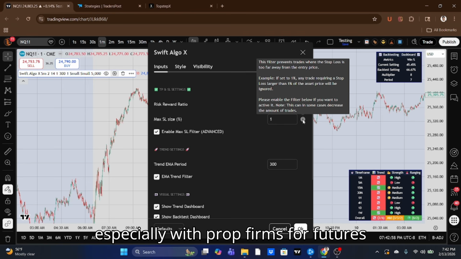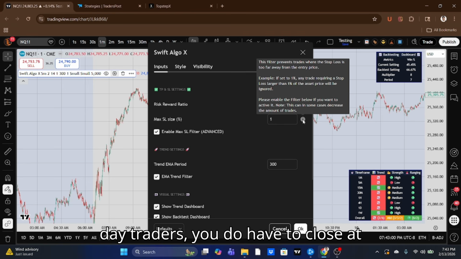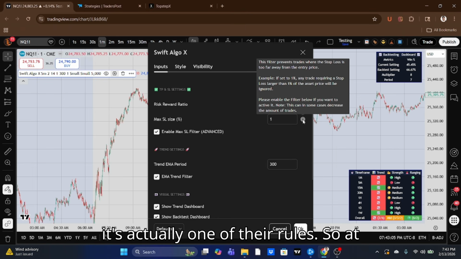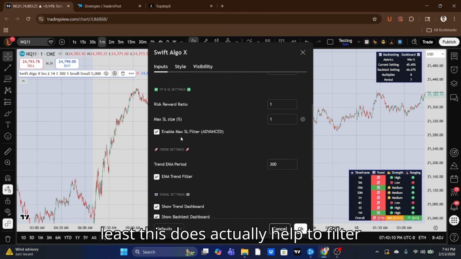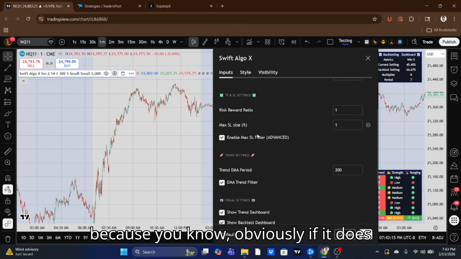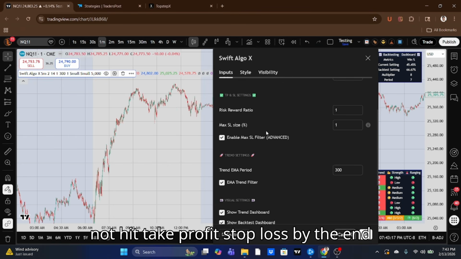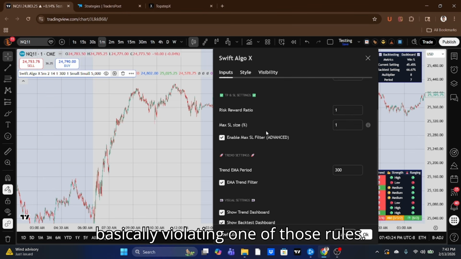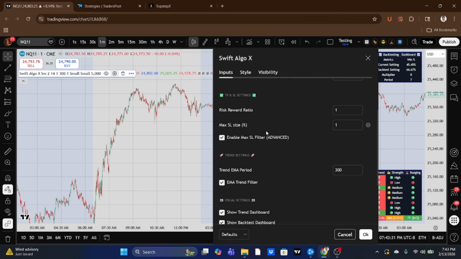And especially with prop firms, for futures day traders, you do have to close at the end of the trading session, because it's one of their rules. So at least this helps to filter out those large stop loss sizes, because if it does not hit take profit or stop loss by the end of the session, it will automatically close your trade out if you're trading prop firms. So you are basically violating one of those rules. But if you're trading a personal cash account on TradeAway, it doesn't really matter too much.